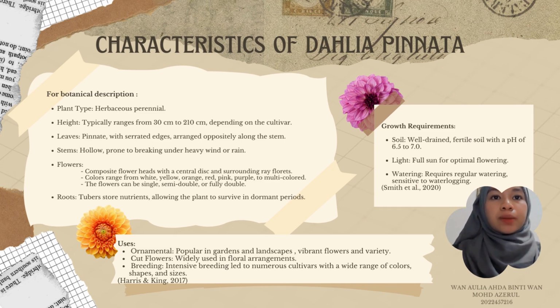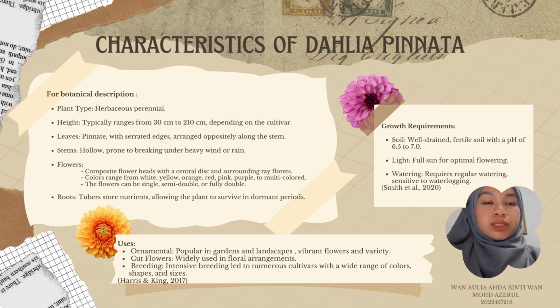The flower of Dahlia Pinnata is a composite flower head with central disc and surrounding ray florets. Color ranges from white, yellow, orange, red, pink, purple to multicolor. Lastly, the flower can be single, semi-double, or fully double. The root of Dahlia Pinnata is a tuber that stores nutrients, allowing the plant to survive in dormant period.